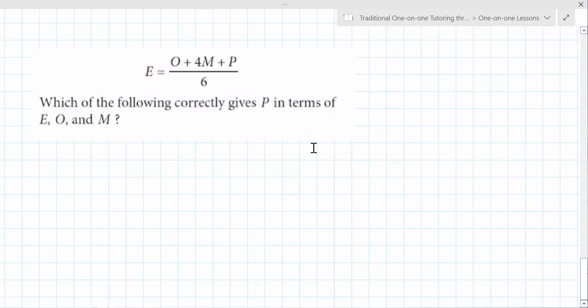So let me have you talk me through what you would do to solve this for P. What's the first thing that you would do? Sorry, let me just write it down real quick. Sure. Okay. First, what I would do is single out P. Would you divide it by like 6?